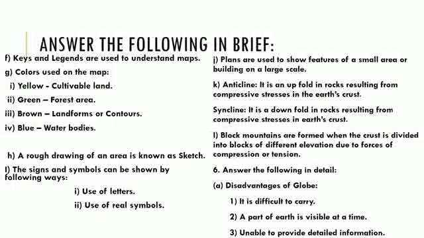K part, we have to tell now about anticline and syncline. Anticline, it's an upfold in rock resulting from compressive stresses in the earth's crust. Syncline, it's a downfold in the rock resulting from compressive stresses in the earth's crust. Last one, how is a block mountain formed? Block mountains are formed when the crust is divided into blocks of different elevation due to the force of compression or tension.